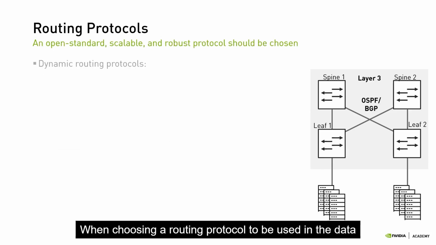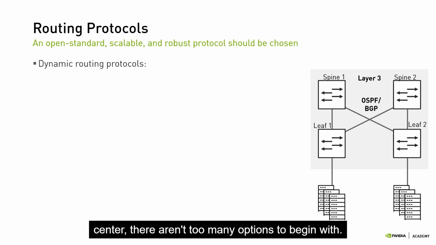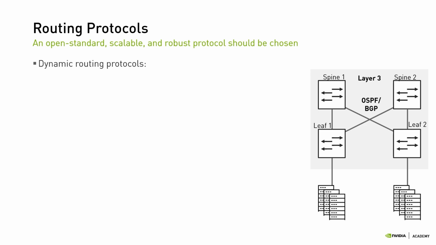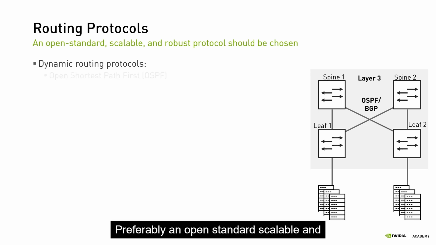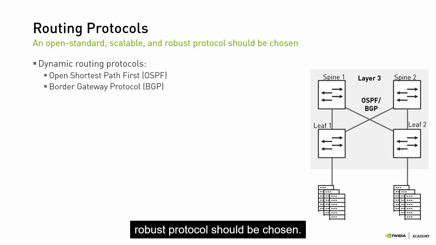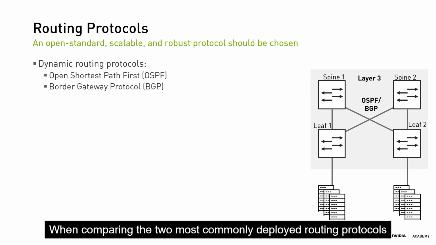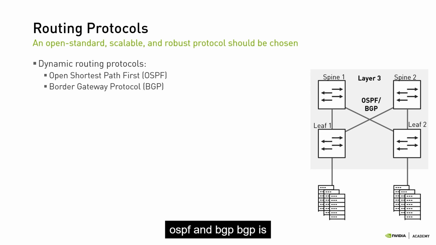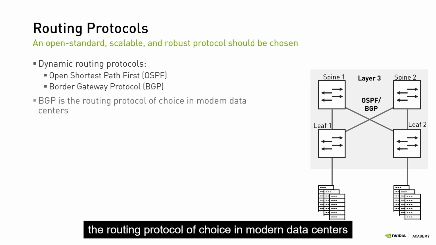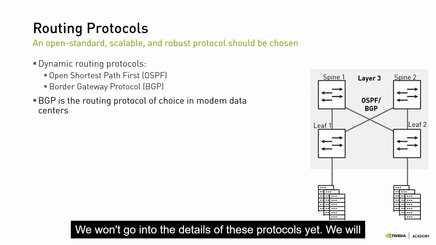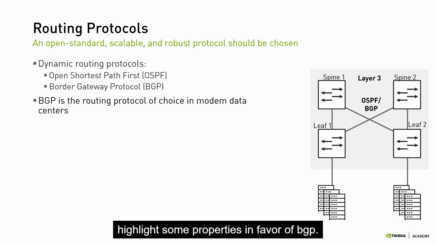When choosing a routing protocol to be used in the data center, there aren't too many options to begin with. Preferably, an open standard, scalable, and robust protocol should be chosen. When comparing the two most commonly deployed routing protocols, OSPF and BGP, BGP is the routing protocol of choice in modern data centers. We won't go into the details of these protocols, yet we will highlight some properties in favor of BGP.